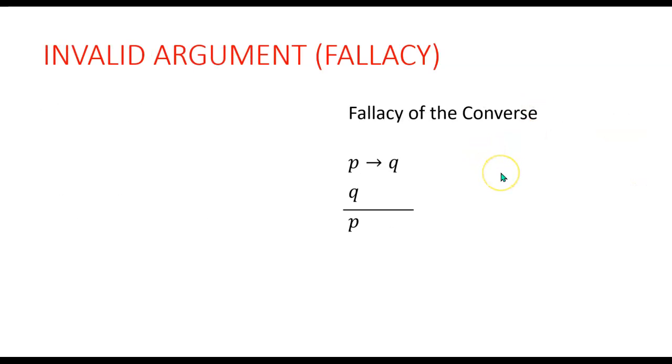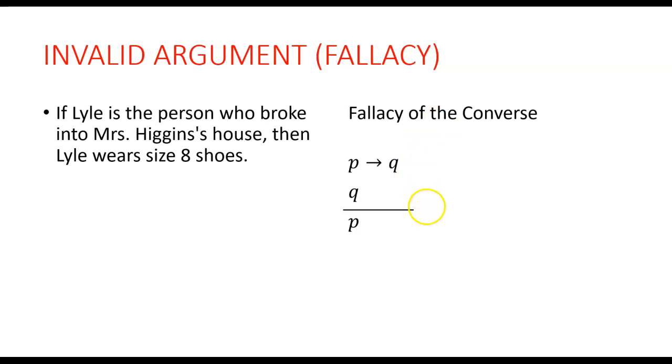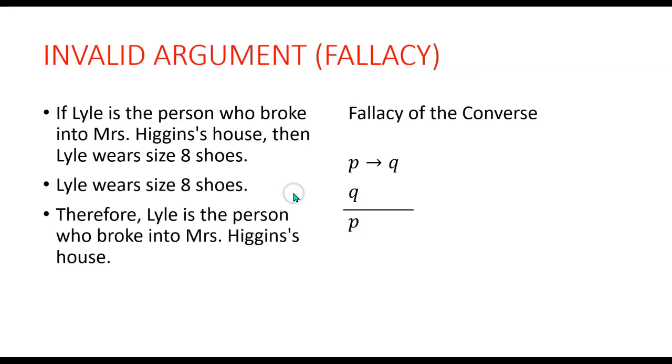So the fallacy of the converse is where your premises say, if P then Q, Q, and then your conclusion is P. And if you watch the previous video, you've seen an example of this. If Lyle is the person who broke into Mrs. Higgins' house, then Lyle wears size 8 shoes. Lyle wears size 8 shoes. Therefore, Lyle is the person who broke into Mrs. Higgins' house. We saw in that last video, this is not a valid argument. It's a fallacy, an invalid argument.